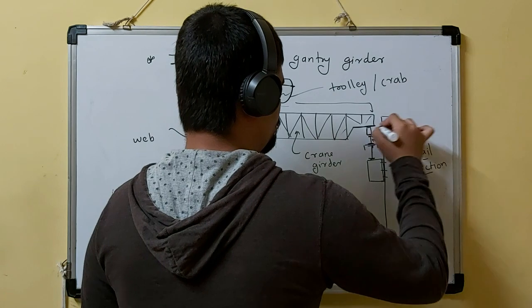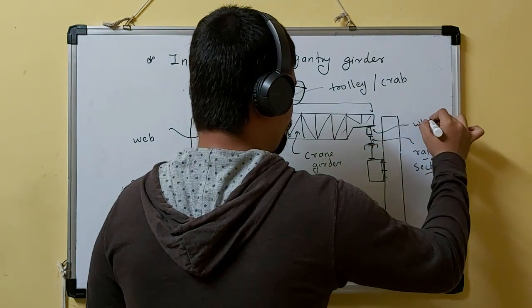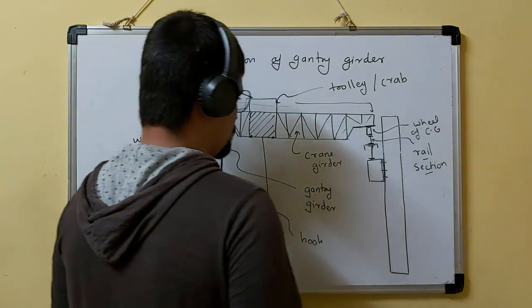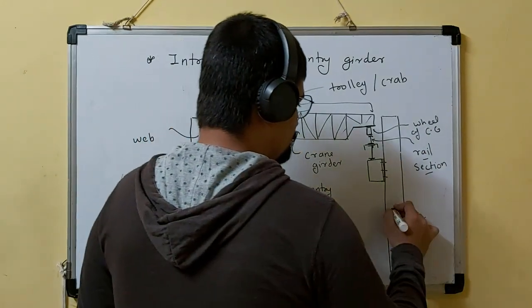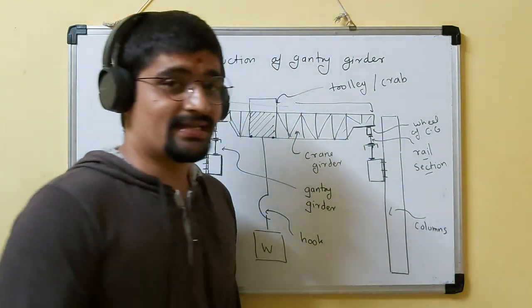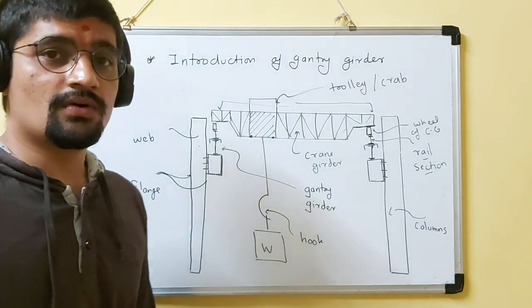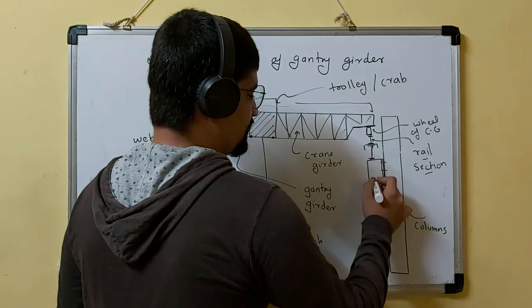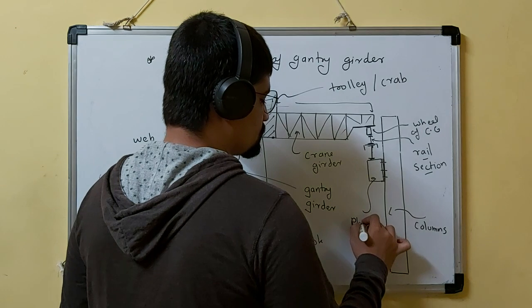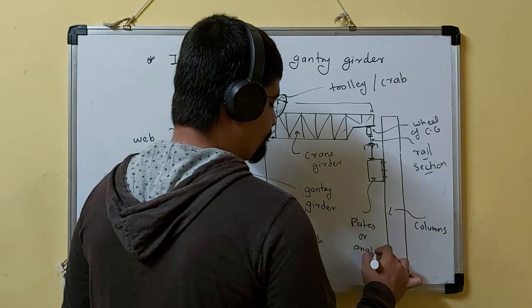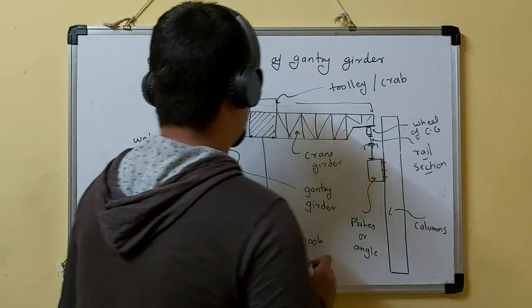This is the wheel of the crane girder. CG means crane girder. These are columns. It might be an I section or C section, or plate section. These are plates or angle. Here it is a bolted connection.